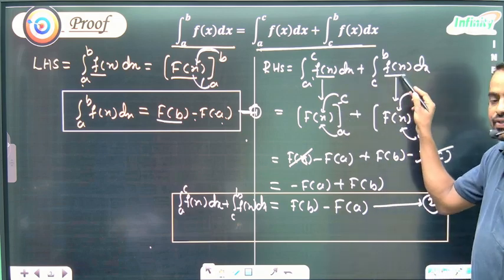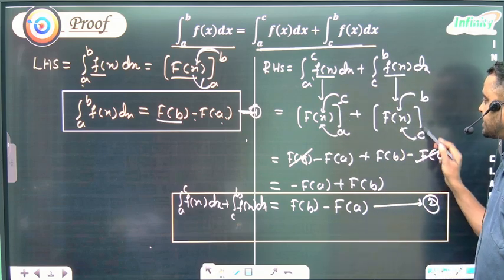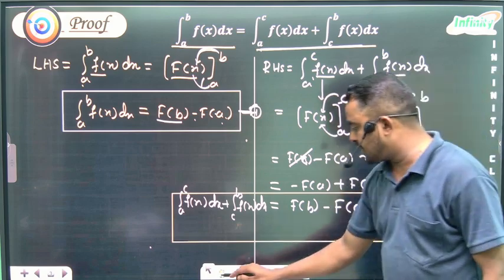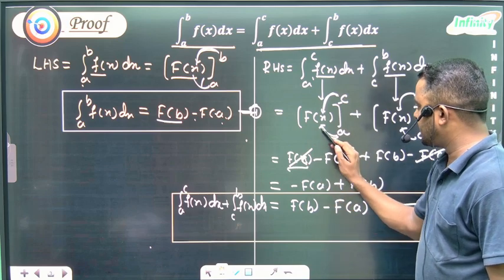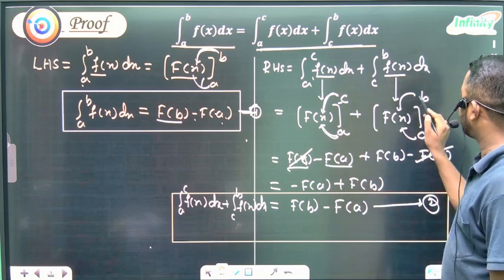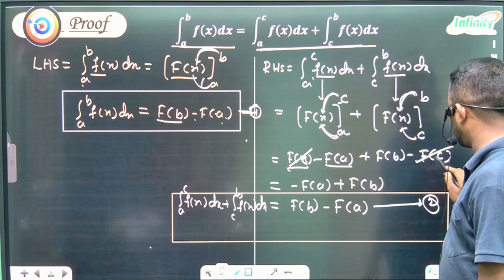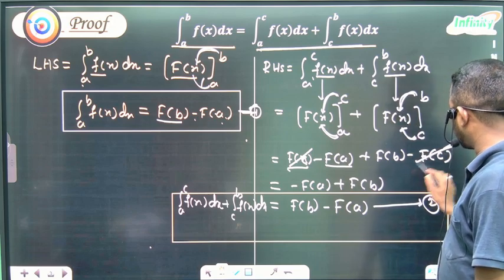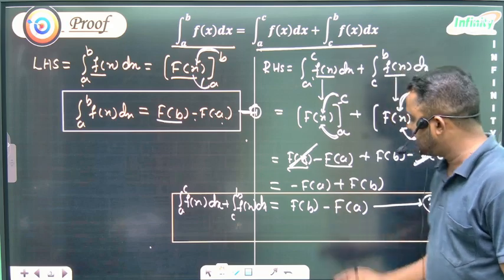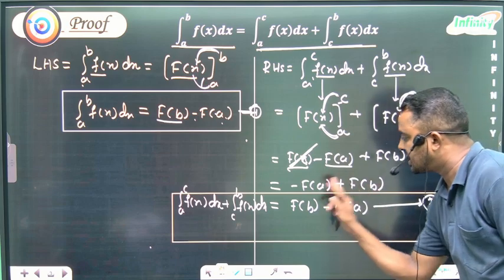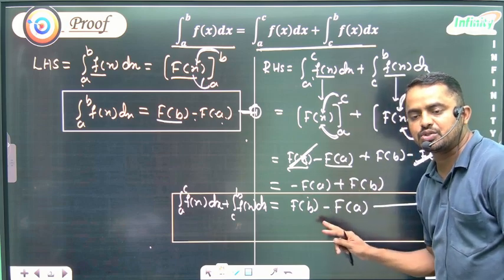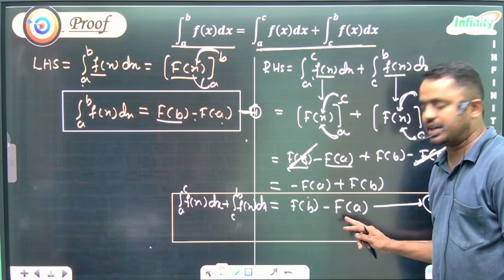Here integration of f of x is what? Capital F of x between the limits c and b. Now substitute the upper limit first, that is c, that is F of c, minus F of a, then F of b minus F of c. Now minus F of c plus F of c get cancelled, minus F of a remains here, plus F of b remains here. Now write in the reverse order, first the positive value, then the negative value, that is F of b minus F of a.